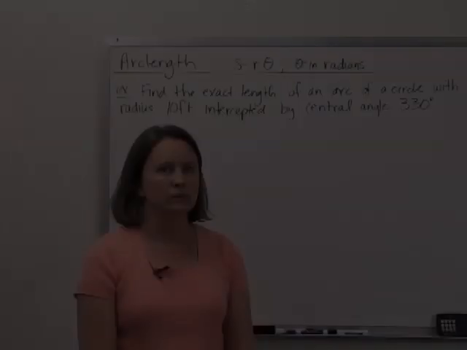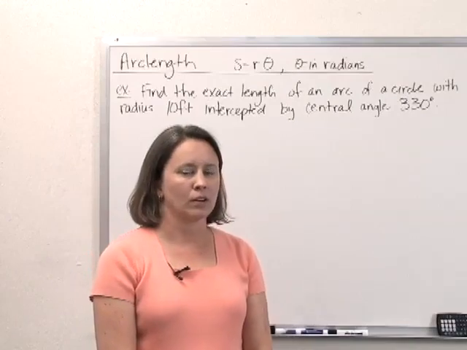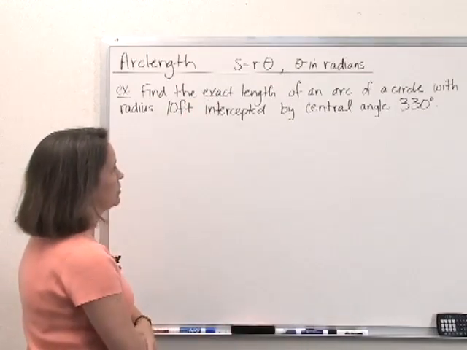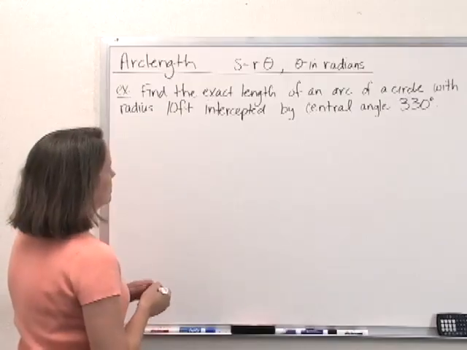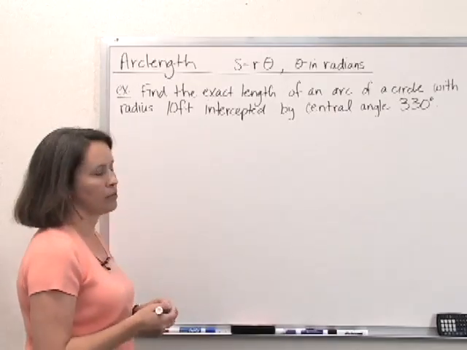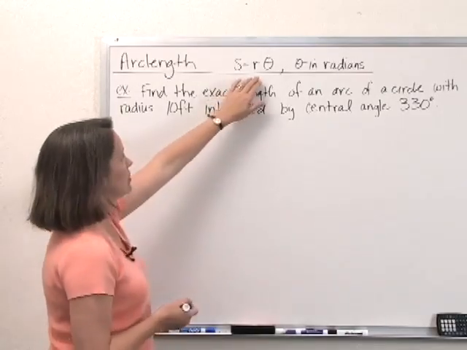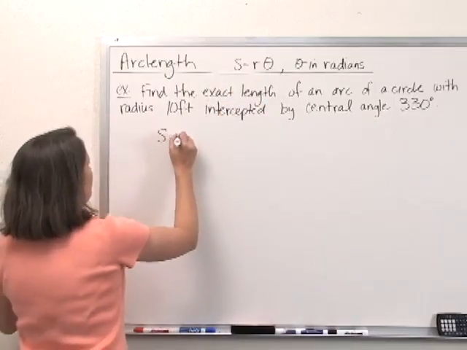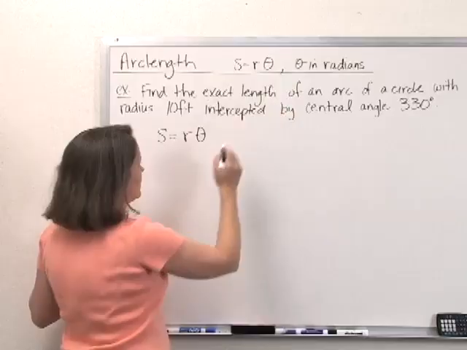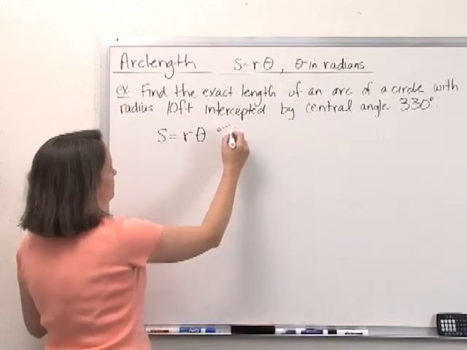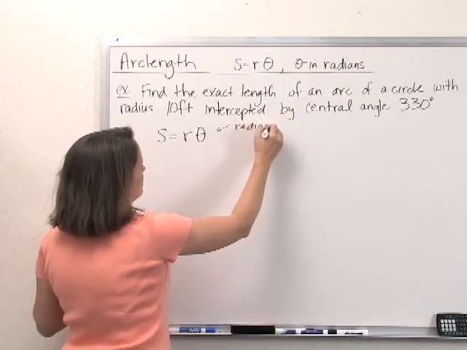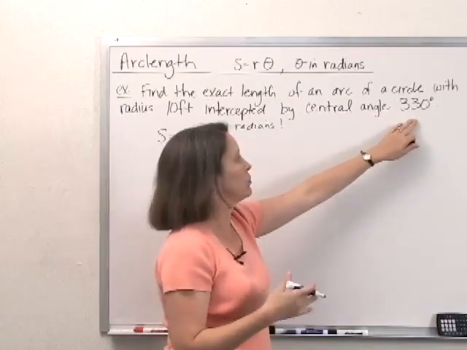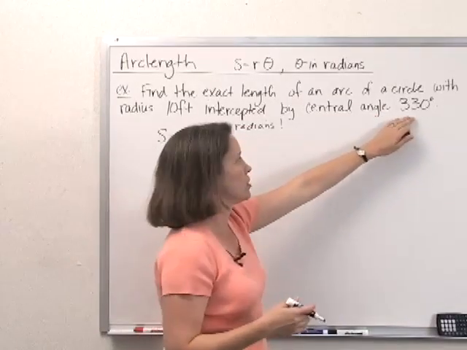Let's practice using our arc length formula. We'd like to find the exact length of an arc of a circle with radius 10 feet that's intercepted by a central angle of 330 degrees. So we have this nice formula, S equals r theta, but theta has to be in radians. We're given the central angle 330 degrees, so before we do anything else, we need to go ahead and change this to radians.